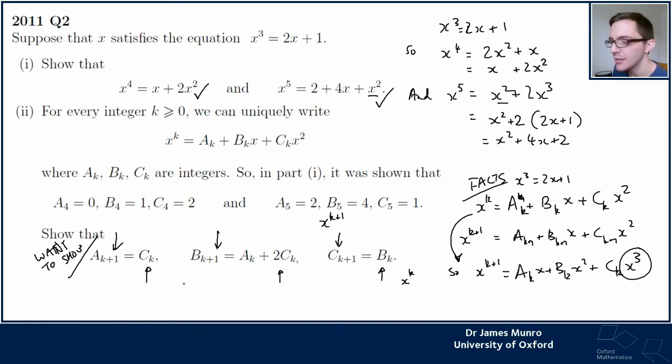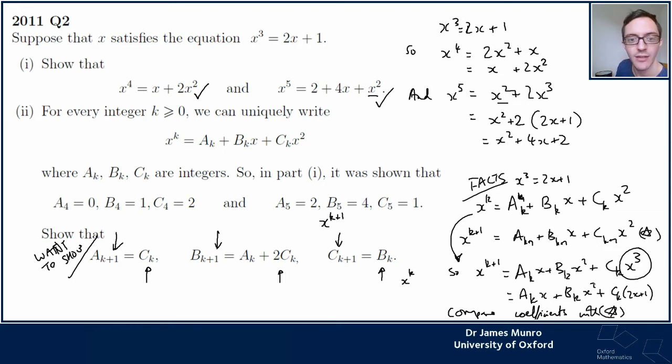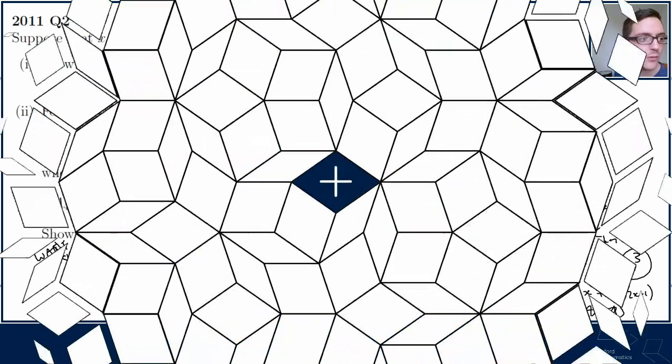Okay, so if we use that fact, then we get this is equal to a_k x plus b_k x squared plus c_k (2x plus 1). Okay, and then I think we can compare coefficients with this thing over here. If we compare those coefficients, the x squared coefficient is c_(k+1), but it's also b_k down here, so that's this. The x coefficient is b_(k+1) over here, but it's also a_k plus 2c_k from this equation. And finally the constant term is a_(k+1) over here, but it's also c_k over here. Cool.